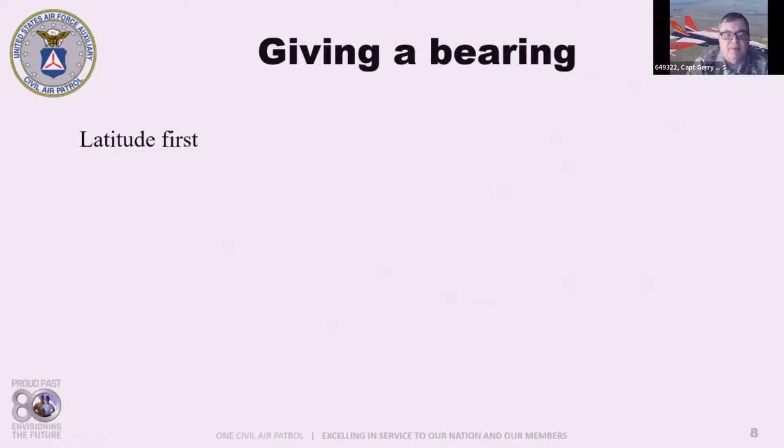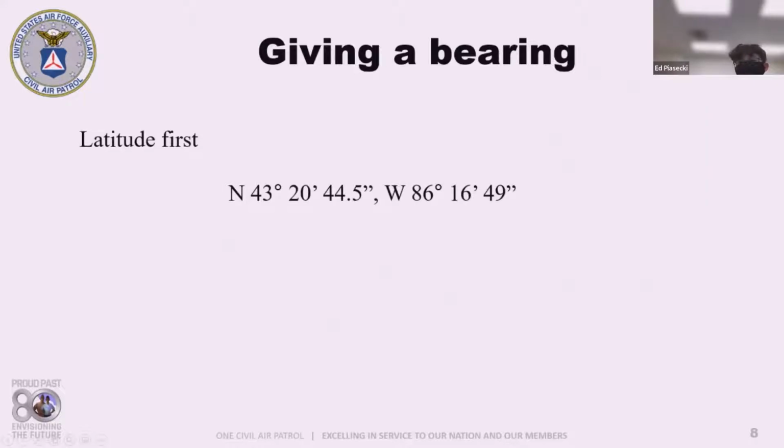For example, these coordinates are read as, somebody's got to mute themselves, so they've got two things going. So for example, these coordinates are read north, 43 degrees, 20 minutes, 44.5 seconds, west, 86 degrees, 16 minutes, 49 seconds, longitude.